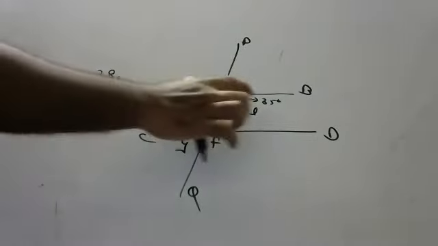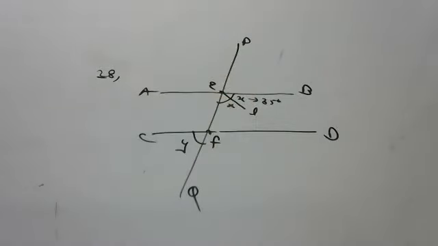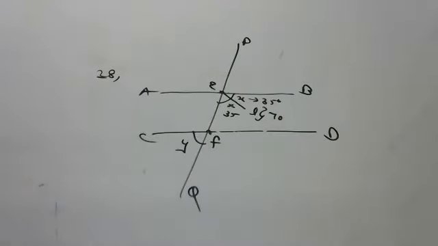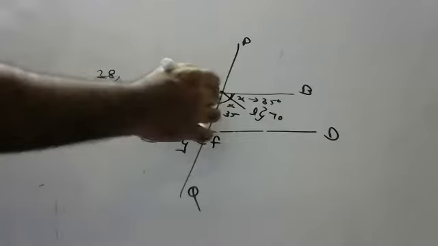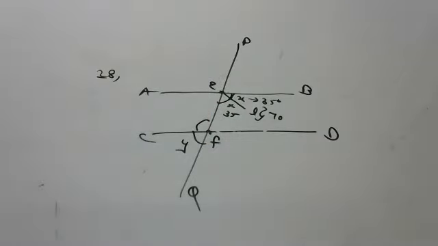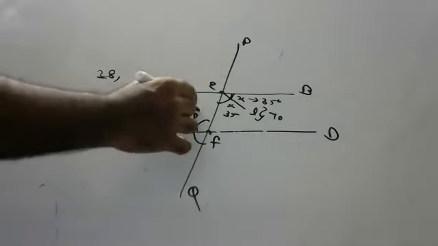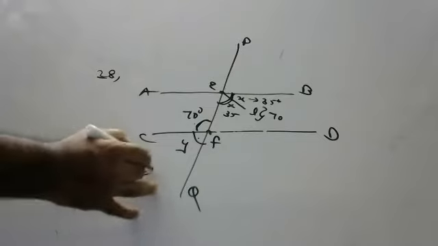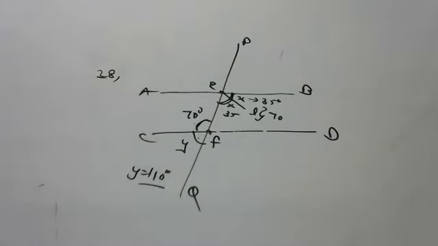So, children, if this is 35, what will be this? 35. So 35 plus 35 is 70. Why, children? Total angle. If this is 70, this will be how much, children? 70, alternate interior. If this is 70, this is also 70. If this is 70, this will be how much, children? 110 degrees, linear pair.